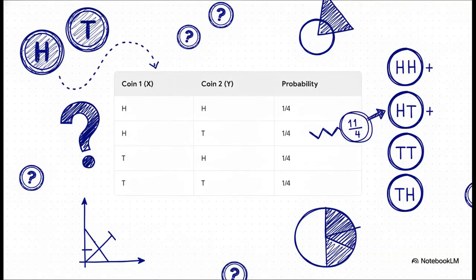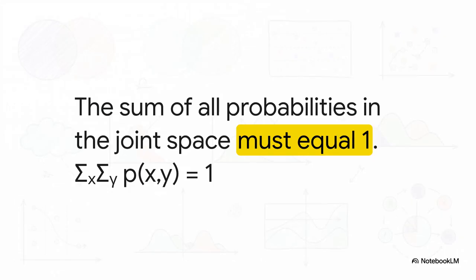Let's make this ridiculously simple. You toss two coins. What's the probability that coin 1 is heads and coin 2 is tails? Well, as you can see, there are only 4 possible outcomes, and each one has an equal 1 in 4 chance. So the joint probability, P(heads, tails), is exactly 1/4. Easy as that. And here's the golden rule. If you take the probabilities of every single possible combination, heads and heads, heads and tails, tails and heads, tails and tails, they have to add up to 1, or 100%. It means you've covered all your bases.